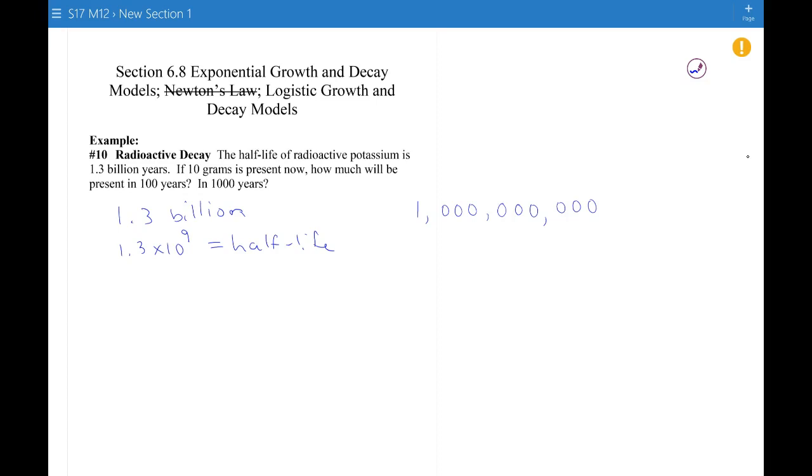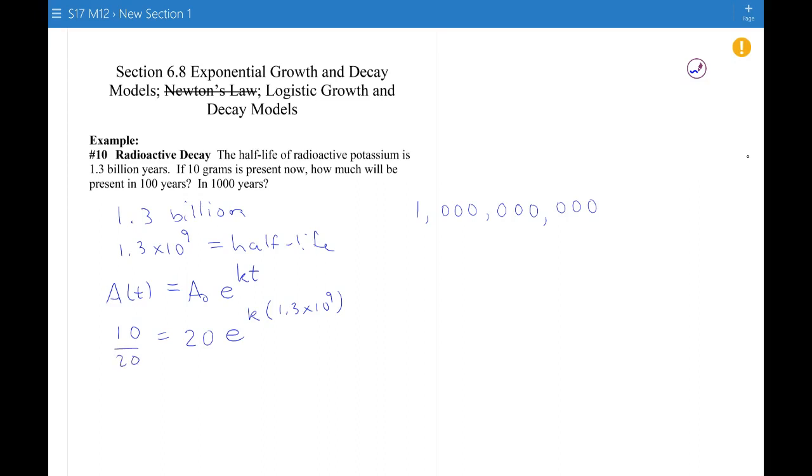So if 10 grams is present now, so A of t equals A sub 0 e to the kt. If 10 grams is present now, that means I started with 20, right? Does that make sense? If I started with 20 and now I'm at 10, I have e to the k times 1.3 times 10 to the 9. And I'm trying to solve for the k, the exponential decay factor.